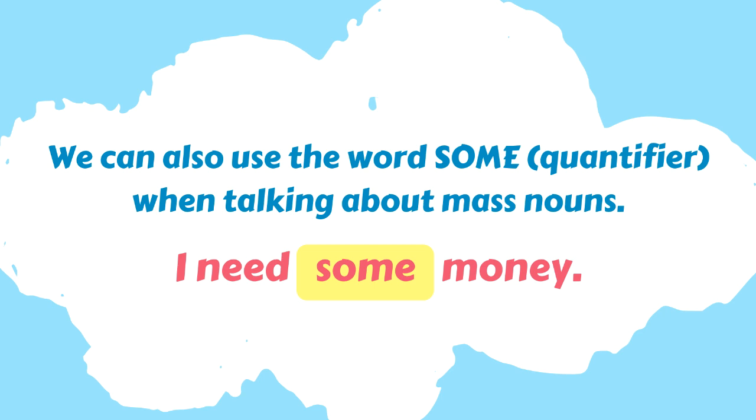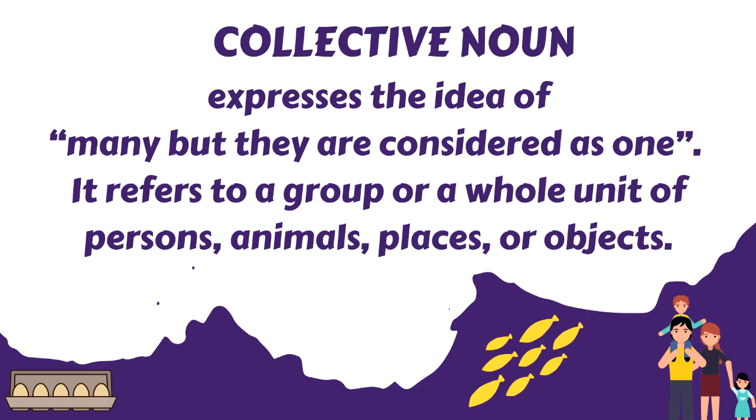We can also use the word some when talking about mass nouns. Example, I need some money. Kasi hindi naman pwedeng I need monies. A collective noun expresses the idea of many, but they are considered as one. It refers to a group or a whole unit of persons, animals, places, or objects. Marami sila, pero itinuturing natin sila bilang isa.